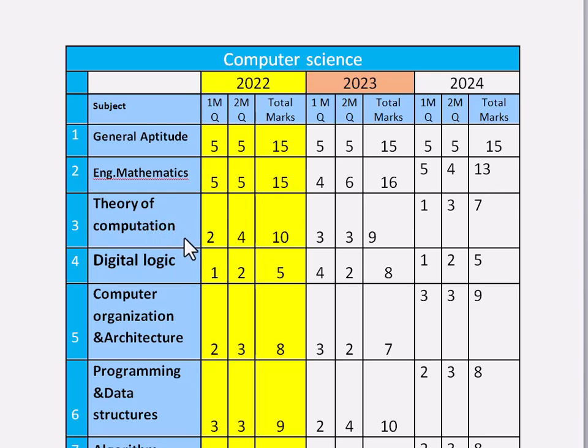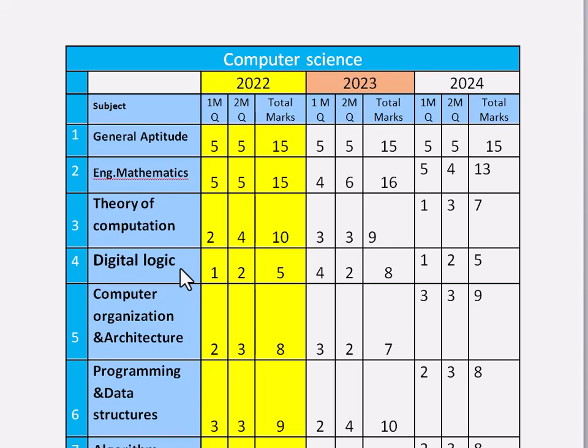Next, theory of computation. In 2022, 1 mark questions are 2, 2 mark questions are 4, total marks are 10. In 2023, 1 mark questions are 3, 2 mark questions are 3, total marks are 9. And in 2024, 1 mark questions are 1 and 2 mark questions are 3 and total marks are 7.